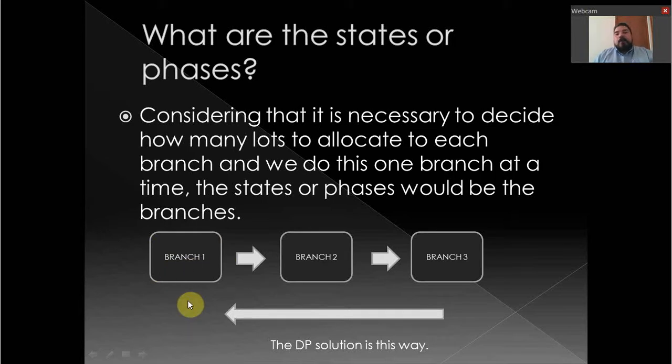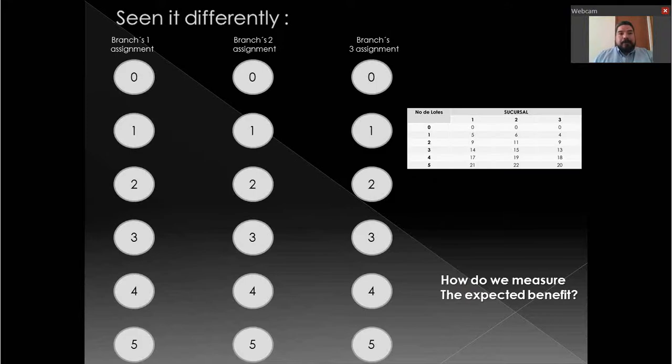In real life, we will begin with branch 1, then branch 2, and branch 3. Just for the solution of the dynamic programming problem, we are doing it this way, backwards, as always in dynamic programming. In it, we can assign from 0 to 5 lots for each branch, and we have this kind of benefits in 1,000 pesos.